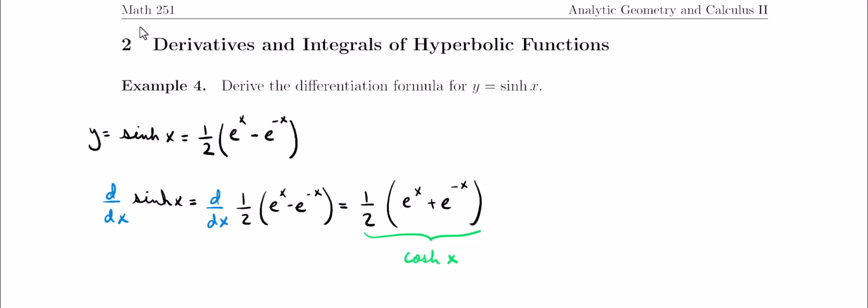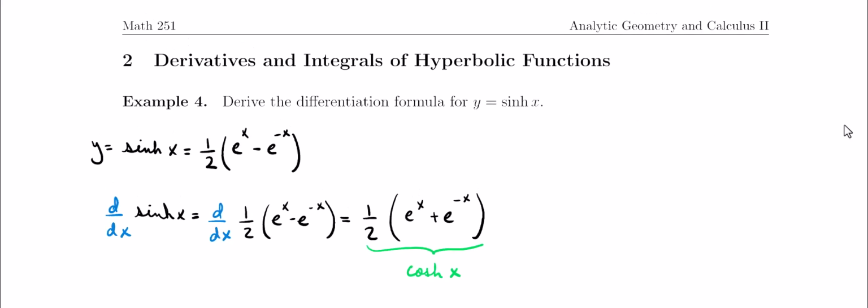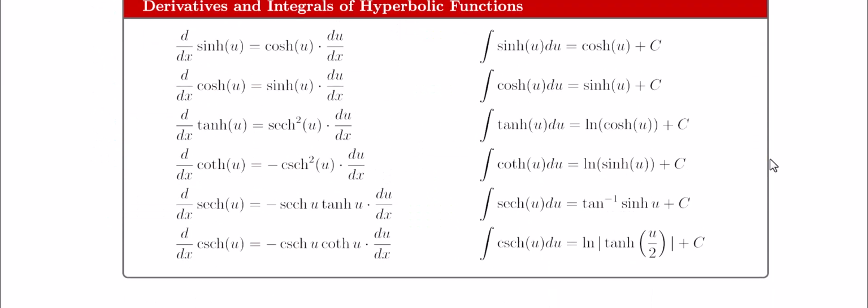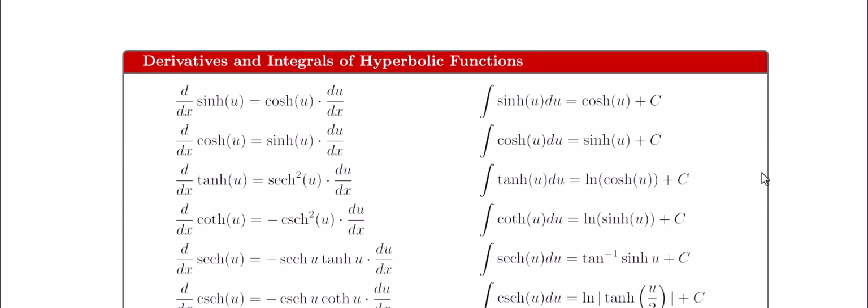So it seems then that the derivative of the sinh is simply the cosh, very similar to the derivative of sine giving you the cosine. Now we could go ahead and obtain the derivative formulas for the remaining hyperbolic functions using a similar approach to the one that we just did, but there is no need for that right now. Instead, I'm just going to go ahead and give you the following derivatives and integrals for the hyperbolic functions.